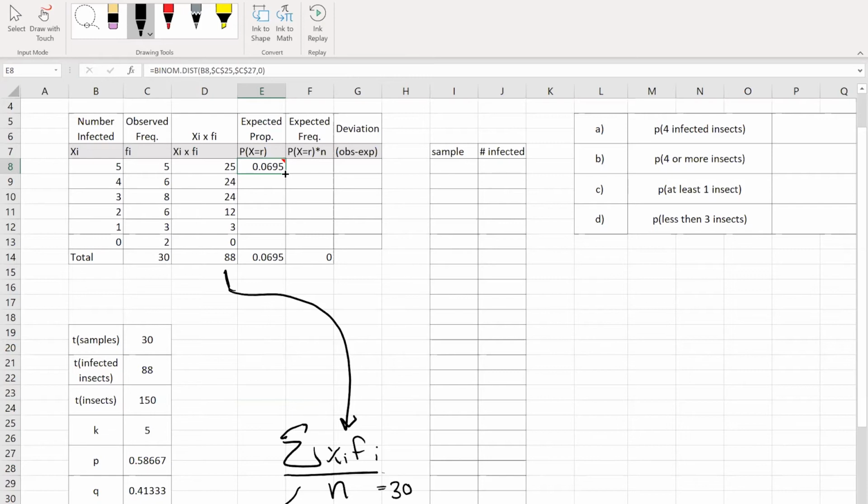So I'm going to click and drag to calculate the rest of those. And here we should find that the sum is 1, right? Because this is all possibilities in the sampling space. Out of 5 samples, we either got 0, 1, 2, 3, 4, or 5 infected bugs out of 5 infected bugs.